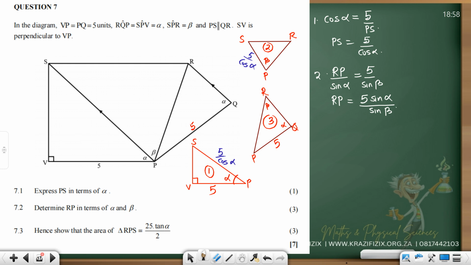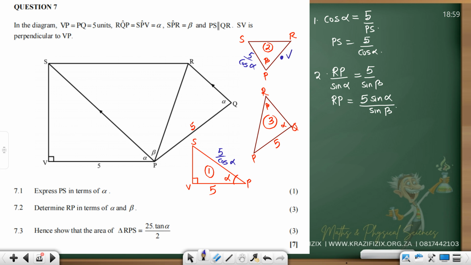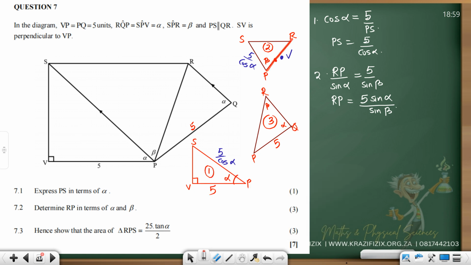All right. Hence, show that the area of triangle RPS. Now let's go inspect triangle RPS. Do we know RPS? Where's RPS? The area of this triangle is giving us that. That's going to be interesting. But we know RP. Do you notice we know RP? Wait, area. When do we use area? Side, angle, side. Do we have it? Side, angle, side. Yes.